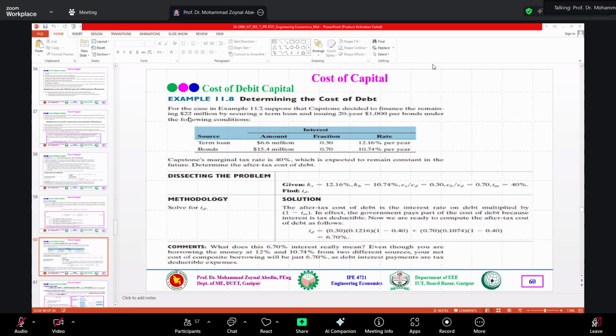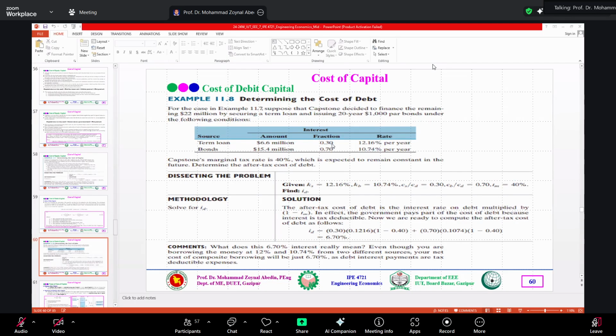Okay, as it is the cost of debt, it has two branches. One is for the loan, another one is the bond. So the 22 million will be represented here with the term loan and by issuing 20-year, 1,000 per bonds. So one will be loan, one will be bond, under the following condition. So the source here is the term loan; you can see the amount. These all are the interest. The amount is 6.6 million, and its fraction is 0.3.